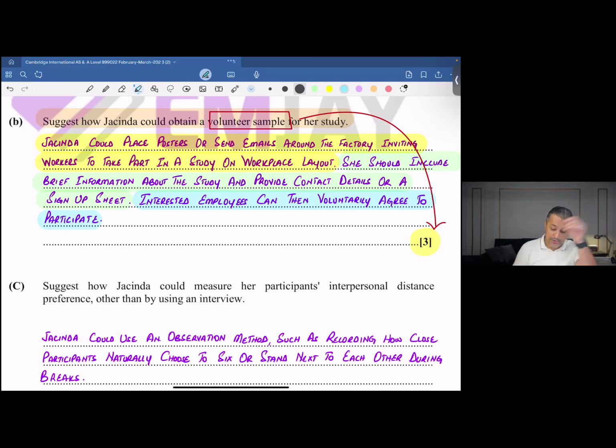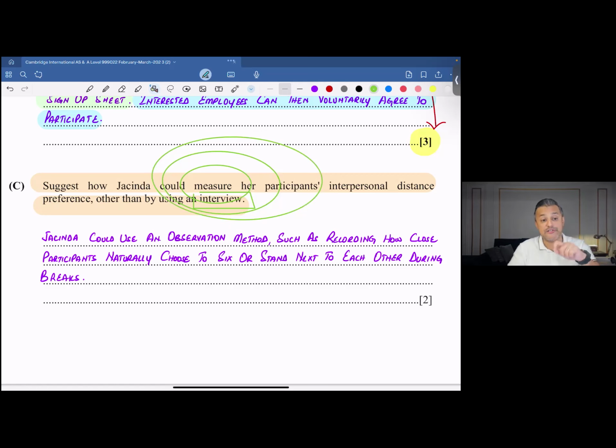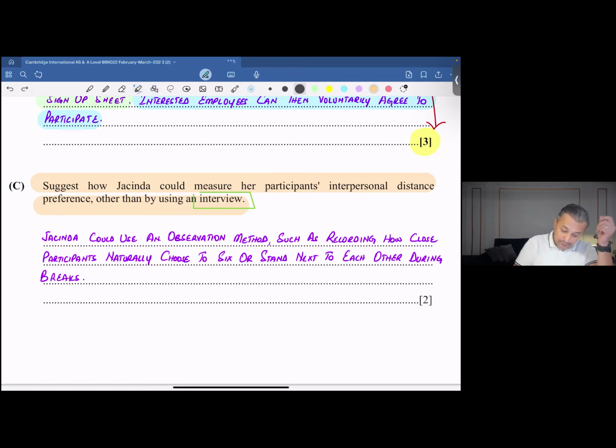Now, moving on to part C, this question again requires a suggestion. A lot of suggestions have been demanded by the examiner in the paper from February-March 2025. Suggest how Jacinda could measure her participants' interpersonal distance preference other than using an interview. So interview is one way. How else do you think she can measure her participants' interpersonal distance preference?